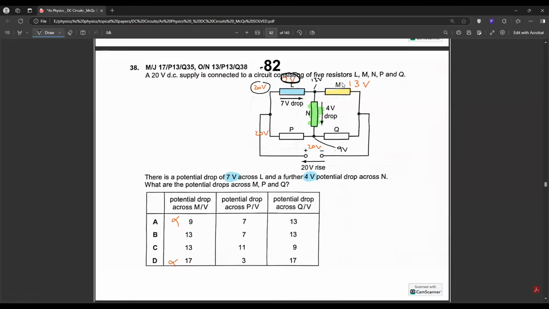Now let's look at the second branch, the one I am highlighting in green. You started with 20. At this point, you have 9 volts at the middle point. How much voltage is consumed by resistor P? 11 volts. So P has 11 volts. C is your answer. Let me check it as well. The answer to 82 is C. Yeah, that's correct. Let's further move ahead.